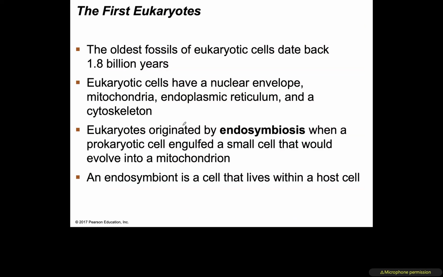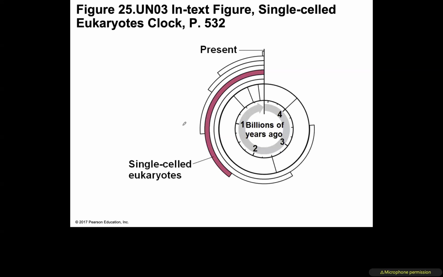So it is thought, it's called the endosymbiotic theory, that your eukaryotes originated by this process called endosymbiosis. Endosymbiosis is basically when a prokaryotic cell engulfed a smaller cell and then eventually evolved it into a mitochondria. So essentially, instead of phagocytizing it and eating it and digesting it, it put it to work inside its body. And so an endosymbiont is a cell that lives within a host cell.